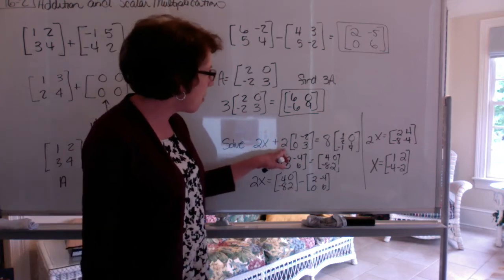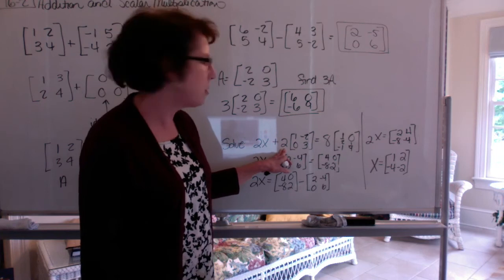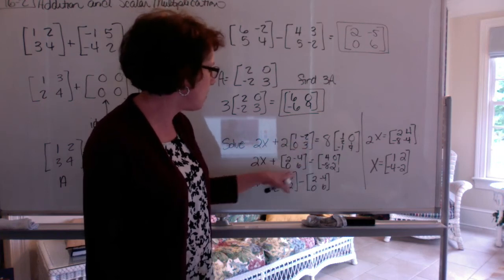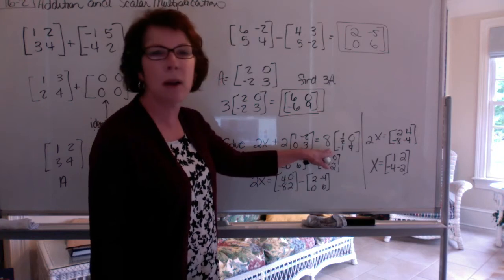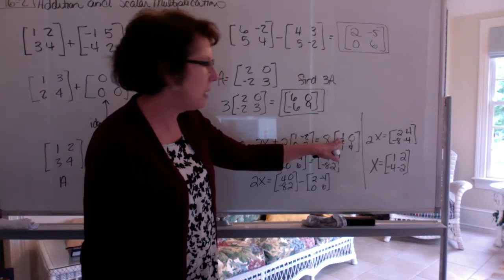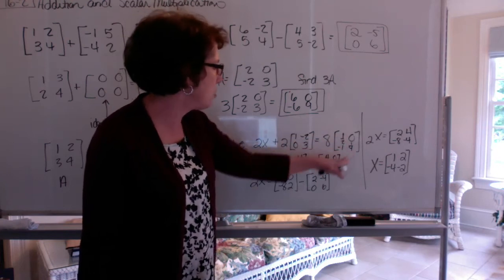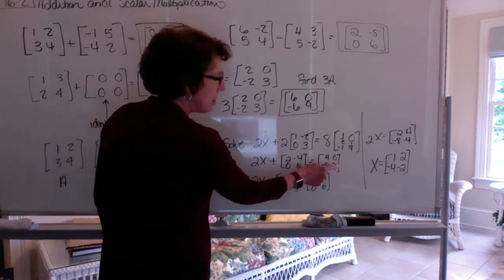So I'm first going to come over here. I've got a scalar factor of 2. I'm going to go ahead and multiply that by every element in this matrix. And so everything in here is doubled. Over here, I'm going to multiply 8 by this matrix. This has some fractions, but they're easy. 8 times 1/2 is 4. 8 times 1/4 is 2. And so now I have 2X plus this matrix equals this matrix.